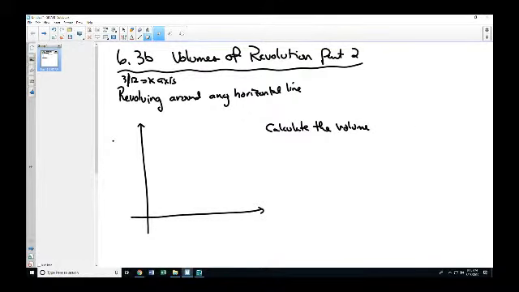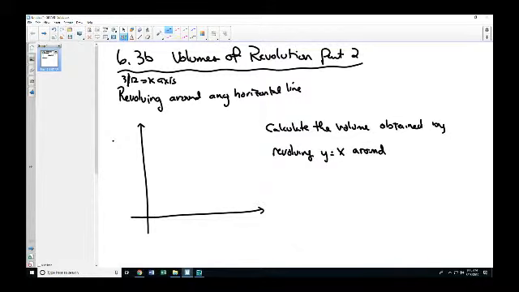So I'll start like we did yesterday. We're going to calculate the volume obtained by revolving y equals x around the axis y equals -2. And we'll go from 0 to 2. No. But thank you for wanting to have fun.